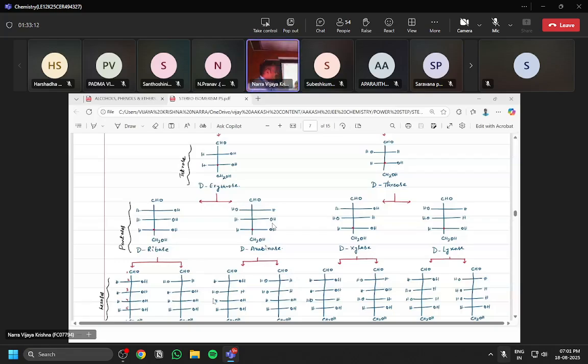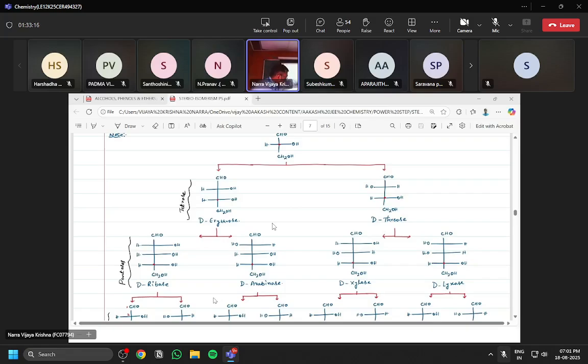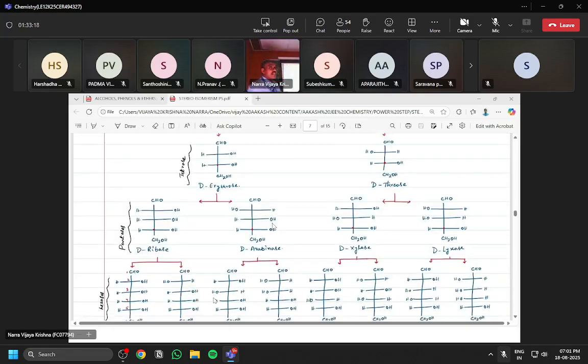Right. Any questions in it? Erythros and trios? If I am adding one more carbon. Response, sir. So in erythros, I kept one more carbon. Ribose, arabinose. In trios, again connected. At least 10 times it got disconnected and connected.